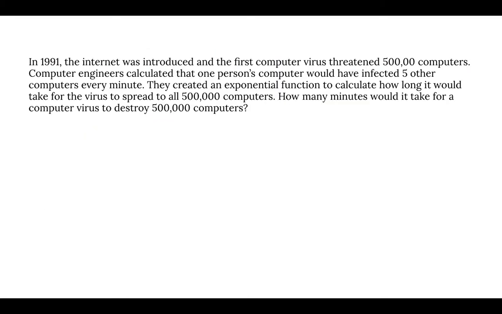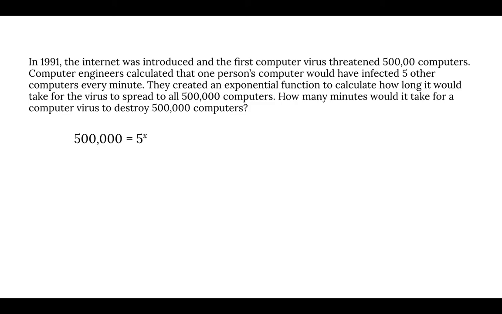So let's apply this. In 1991, the internet was introduced and the first computer virus threatened 500,000 computers. Computer engineers calculated that one person's computer could have infected 5 other computers every minute. They created an exponential function to calculate how long it would take this virus to spread to 500,000 computers. How many minutes would it take for this computer virus to destroy 500,000 computers? Well, the exponential function that they came up with was 500,000 equals 5 to the x power.